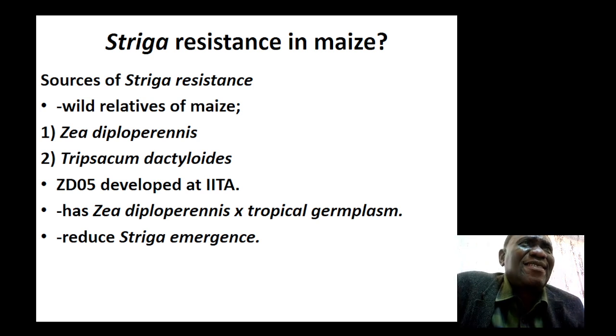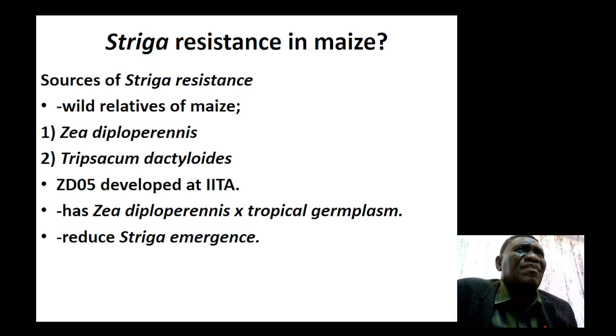Probably the question is, do we have striga resistance in maize? Yes, we have got sources of striga resistance in wild relatives of maize. For example, in Zea diploperennis and in Tripsacum dactyloides. These are grass-like plants.